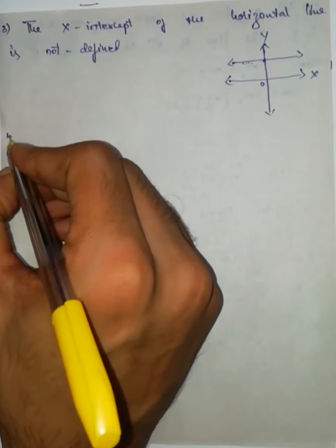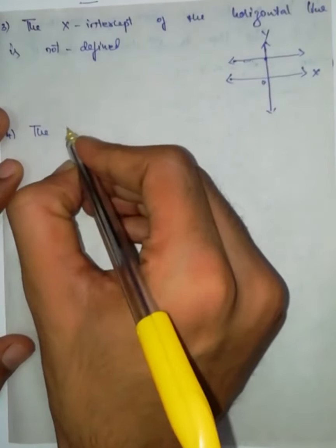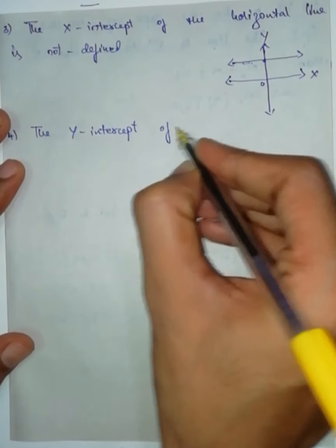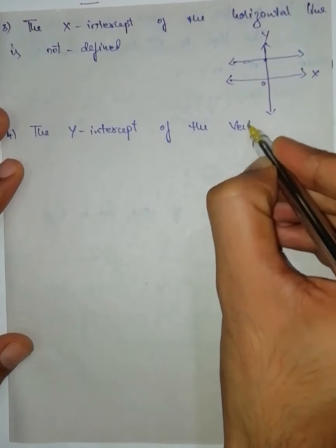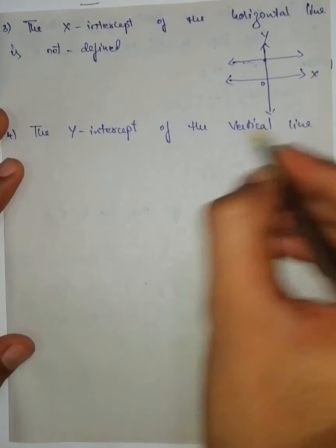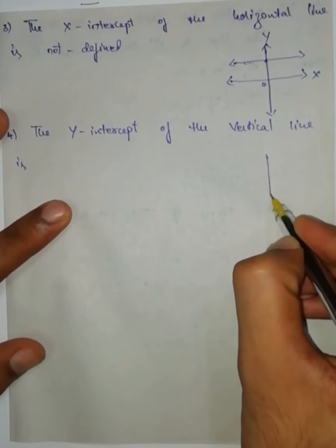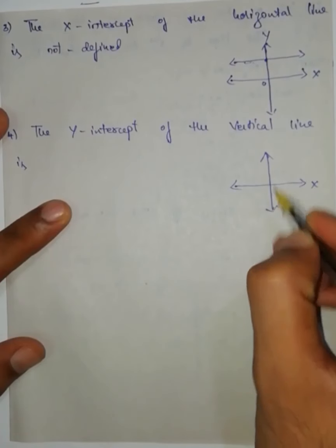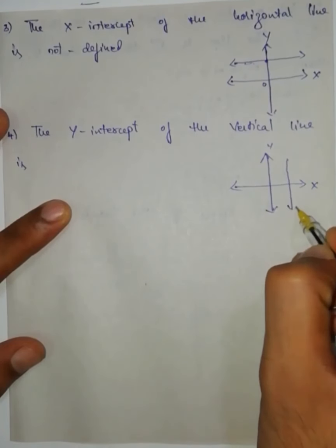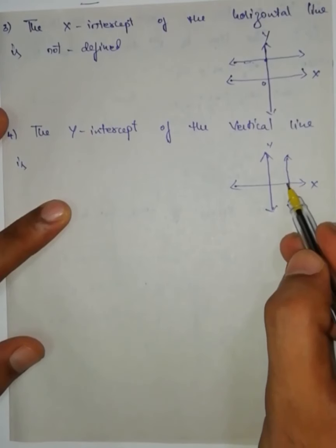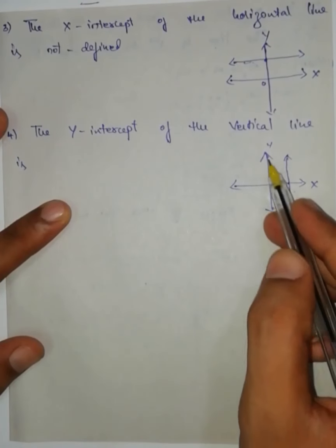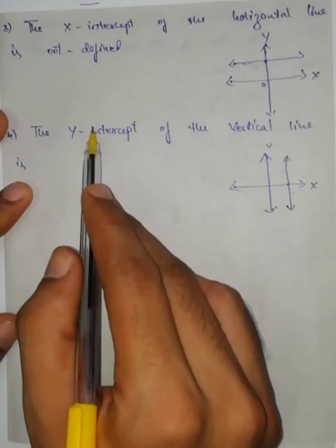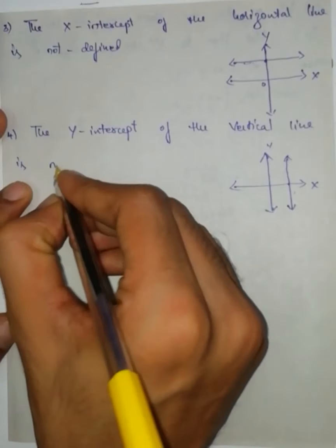Now fourth one, the y-intercept of the vertical line is, if I take any vertical line, its x-intercept is there, but it is not going to intersect the y-axis, therefore it has no y-intercept. Therefore the y-intercept of the vertical line is not defined.